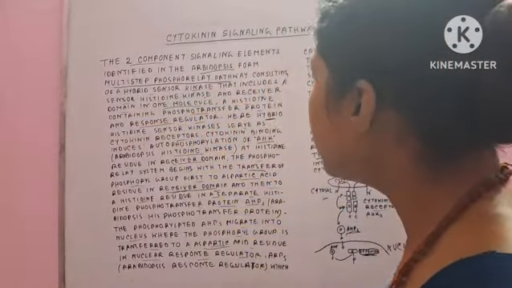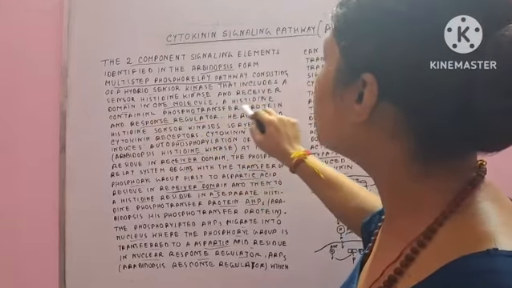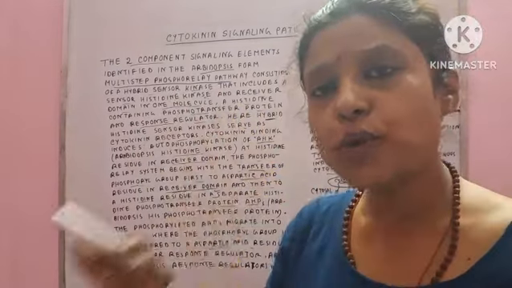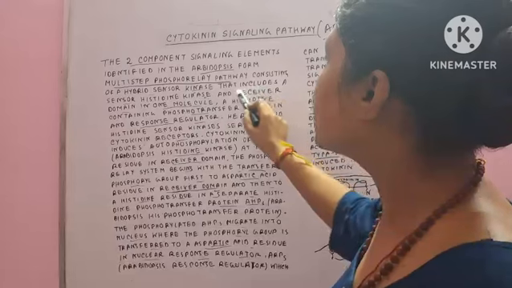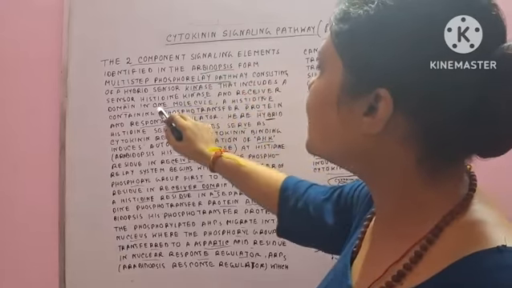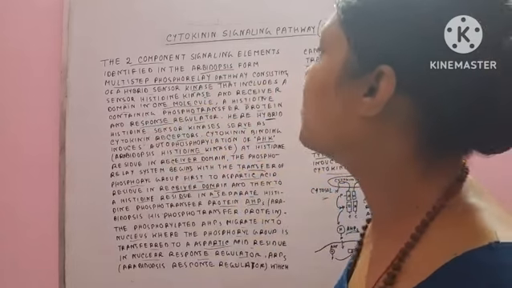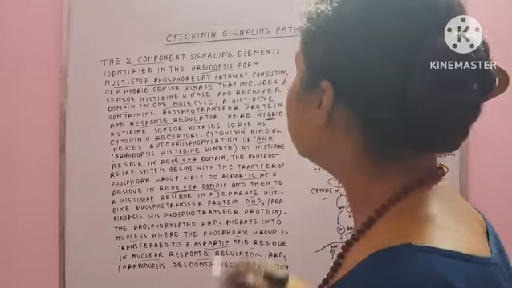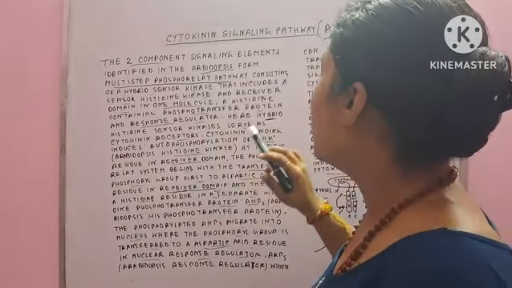Now there is the histidine containing phosphotransfer protein and the response regulator protein. So two proteins are there: one is the phosphotransfer protein and another is the response regulator protein. Now, how is this signaling pathway occurring in Arabidopsis? This is explained next.